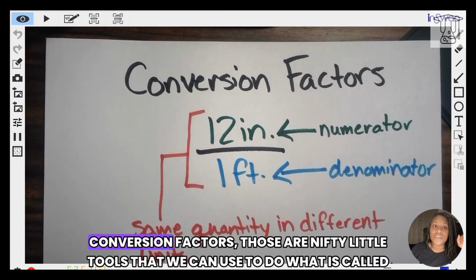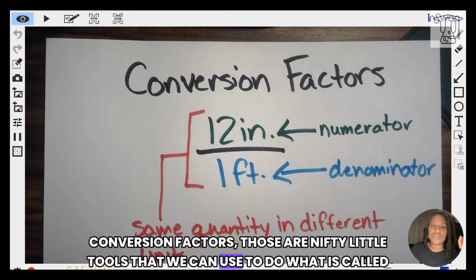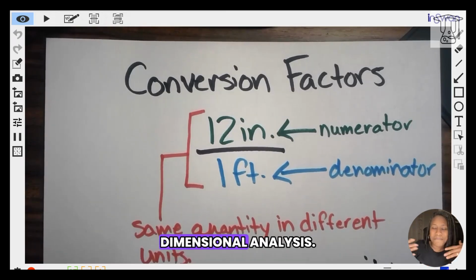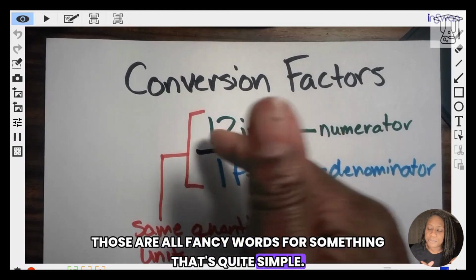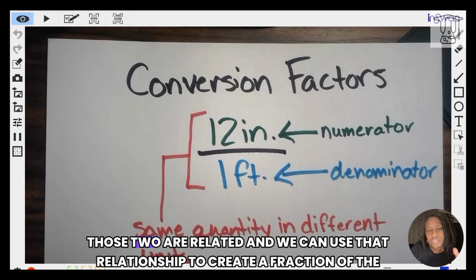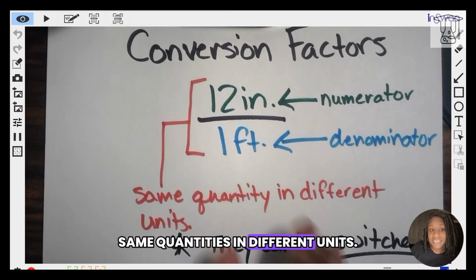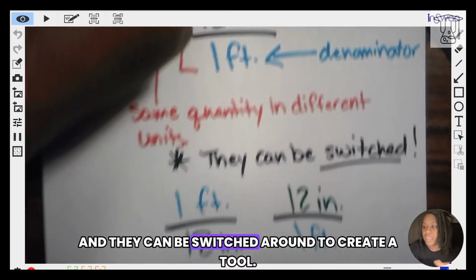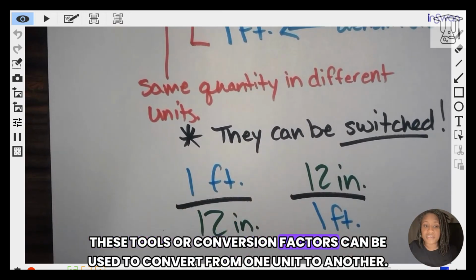So when it comes to conversion factors, those are nifty little tools that we can use to do what is called dimensional analysis. Those are all fancy words for something that's quite simple. We know 12 inches is 1 foot. Those two are related. And we can use that relationship to create a fraction of the same quantities in different units, and they can be switched around to create a tool. These tools or conversion factors can be used to convert from one unit to another.